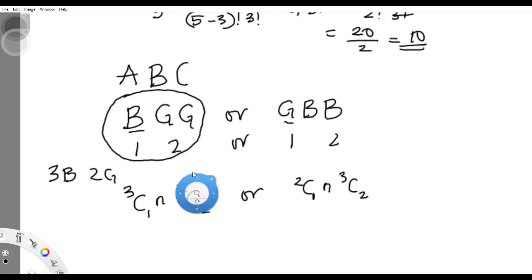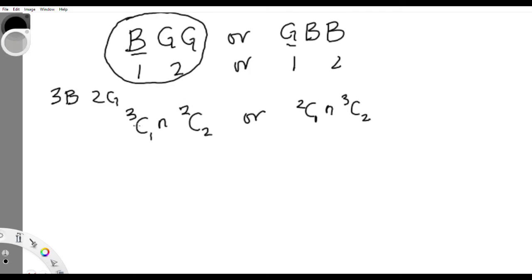Then we're going to solve for this. 3 combination 1 is 3. Anything combination 1 is that number. 2 combination 2 is 1. Anything combined with itself is 1. That's times 1, or 2 combination 1 is 2. Remember, any number combination 1 is that number.